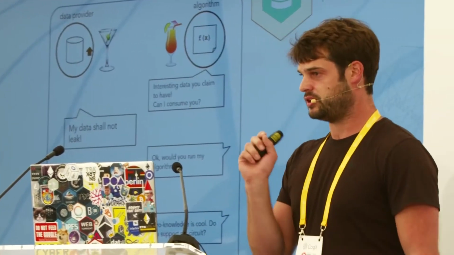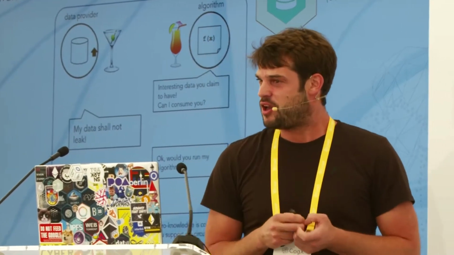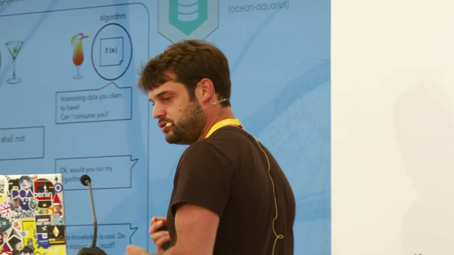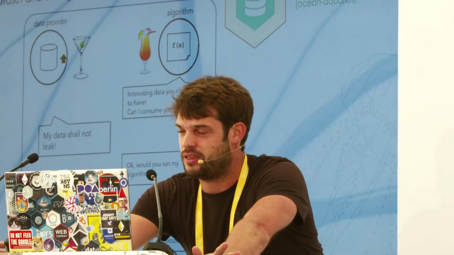Now, the crucial part, the thing you really want to get straight, is access. Let's say a private data set and an algorithm walk into a bar and they have their first date, and it's a bit creepy. And the data provider says, my data shall not leak. I want to keep it for myself. I do want to interact with you, algorithm, but I don't want to expose myself. First date, you know. Well, would you run my algorithm on your data set and just throw me back a result? Well, maybe you can do that.